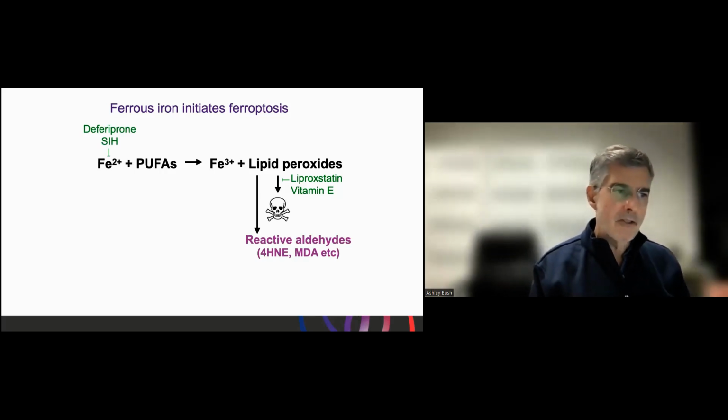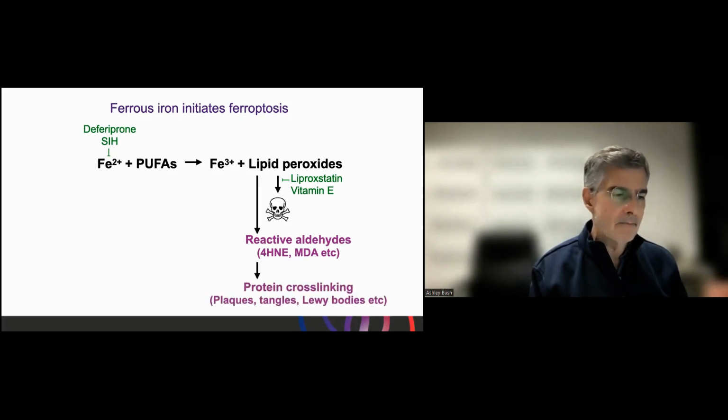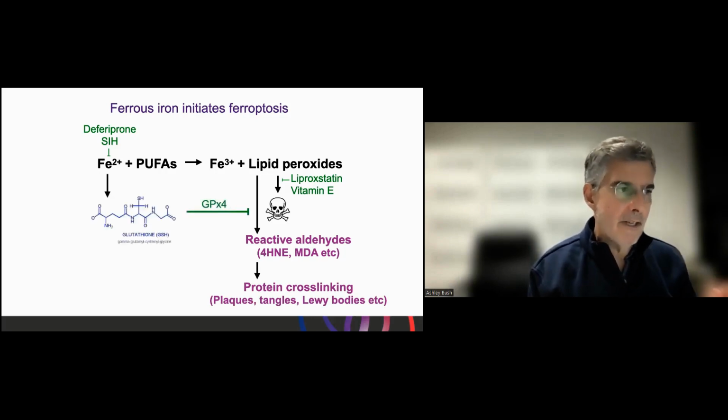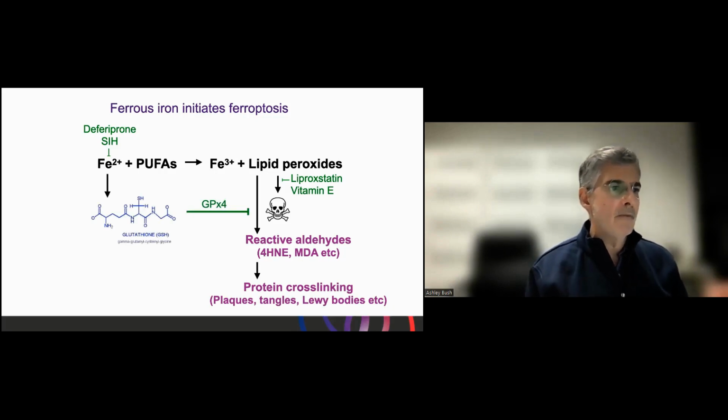But lipid peroxides can generate reactive aldehydes that include 4-hydroxynonenal and malondialdehyde. And these reactive aldehydes can react with species such as proteins, leading to cross-linking. And this has been reported in the literature as potentially contributing to plaque formation, to tangle formation, and Lewy bodies. Glutathione plays a key role in regulating ferroptosis as being the substrate for the checkpoint enzyme glutathione peroxidase 4. Glutathione peroxidase 4 is a selenium-dependent protein, which is the chief mechanism for blocking the radical propagation of lipid peroxides.